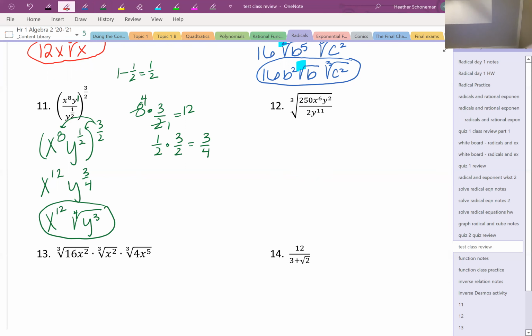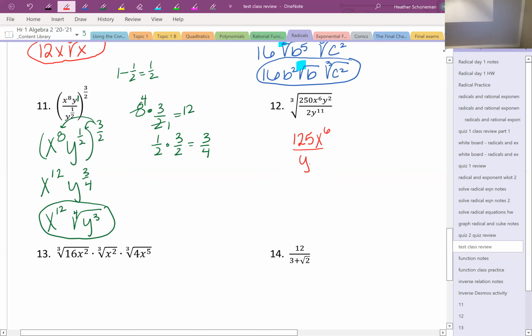Now, even though 11 and 12 look different, 11 and 12 have the same idea. You've got to simplify inside first and then take the cube root. So 250 divided by 2 is 125. With the x's, there's 6 on top and none on the bottom, so I simplify and get 6 on the top. With the y's, there's 2 on the top and 11 on the bottom.